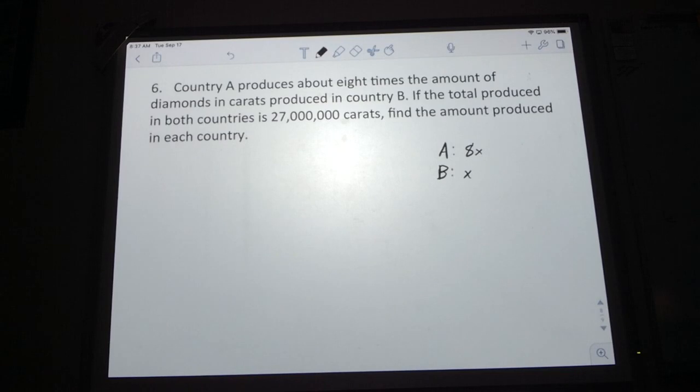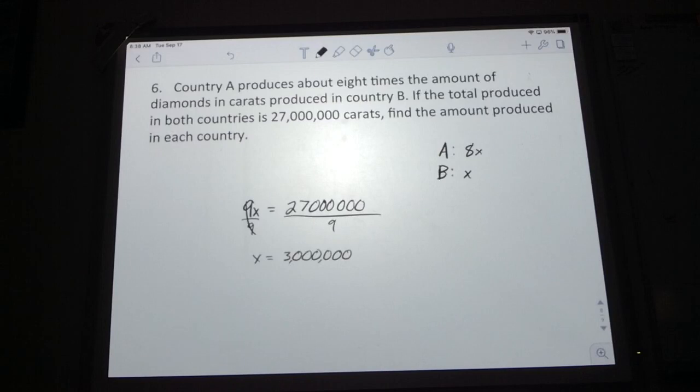It says our total is 27 million. So we're going to combine like terms. So that is 9x equals 27 million. Divide both sides by 9. x equals 27 million divided by 9 is what? 3 million. 27 divided by 9 is 3.